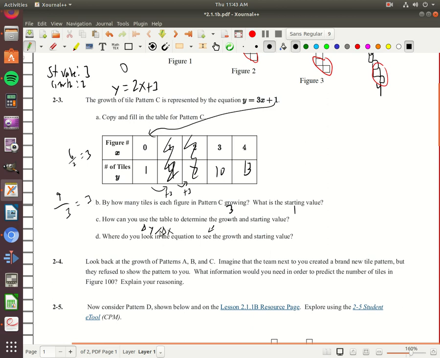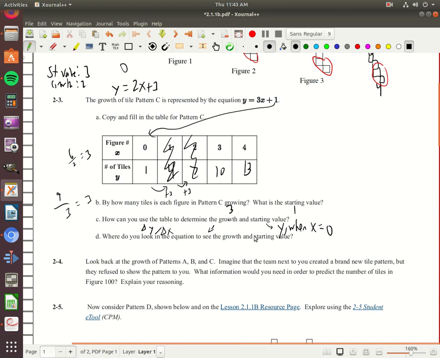So that's how it's going to be. The change in y divided by the change of x is going to be how we determine our growth. And our starting value is just going to be y when x equals 0. Where do you look in the equation to see the growth and the starting value?